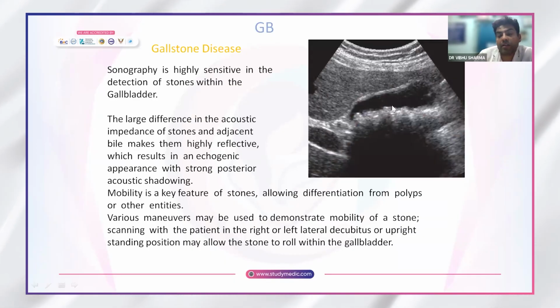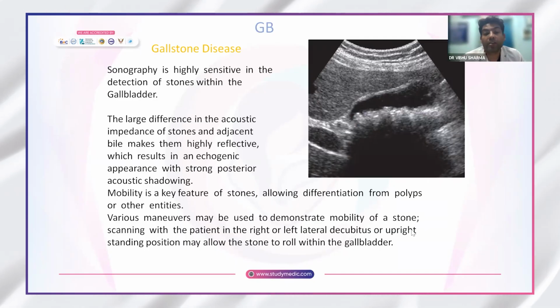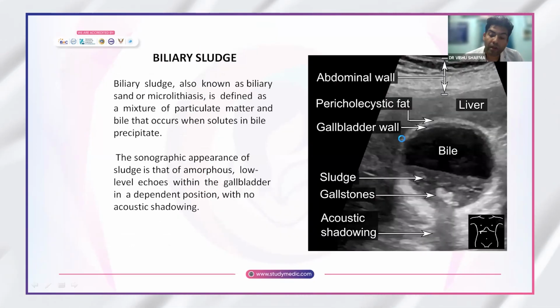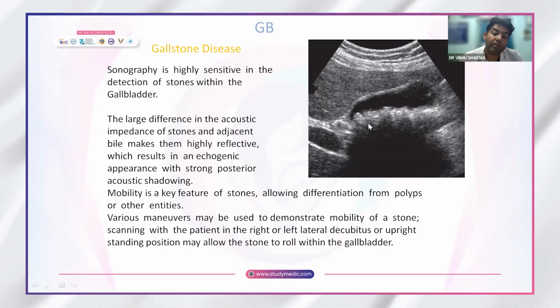So once we have localized the gallbladder, we can see the most common pathology that one should be aware of is gallstone disease. So ultrasound is highly sensitive for detection of stones within the gallbladder. A large difference is in the acoustic impedance of stones and adjacent bile that makes them highly reflective, which results in echogenic appearance with strong posterior acoustic shadowing. You can see this is the gallbladder in these hyperechoic structures within the lumen, and they are giving shadowing. So we can't very well identify the posterior wall even.